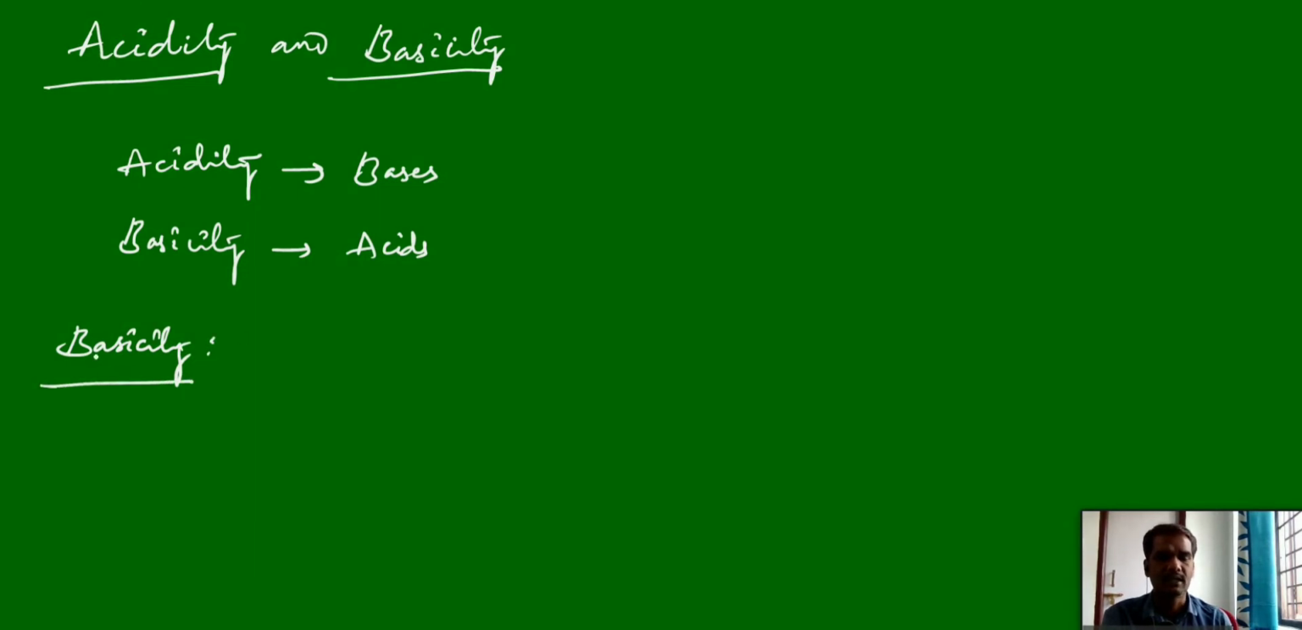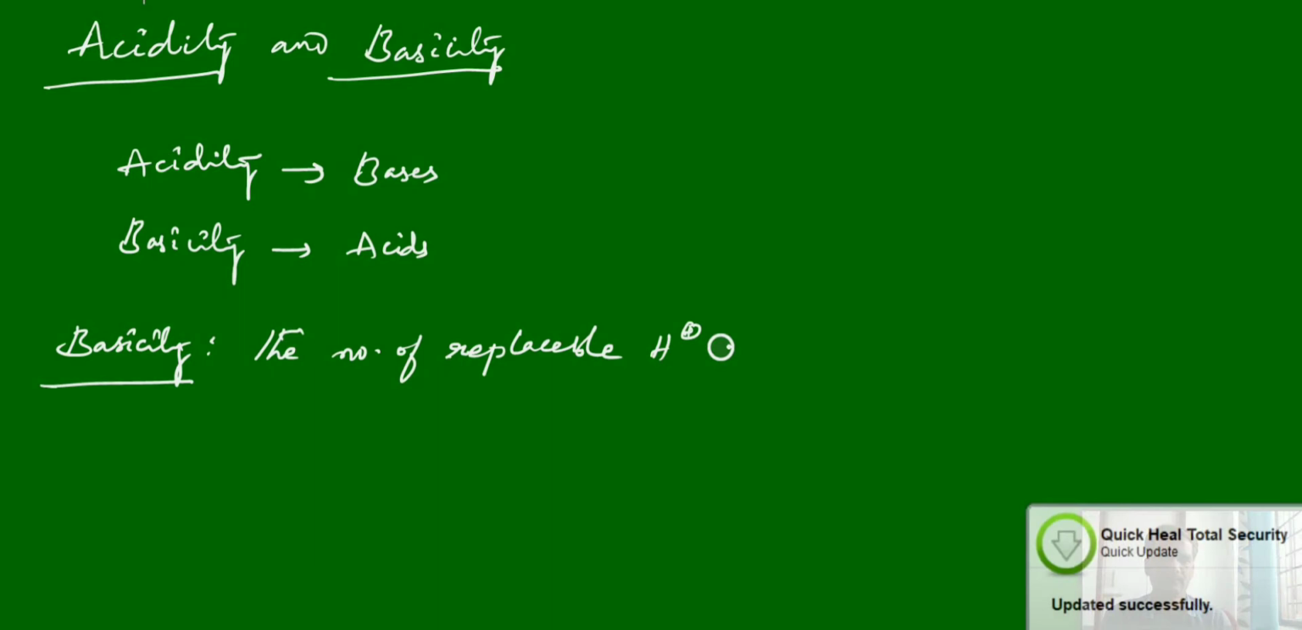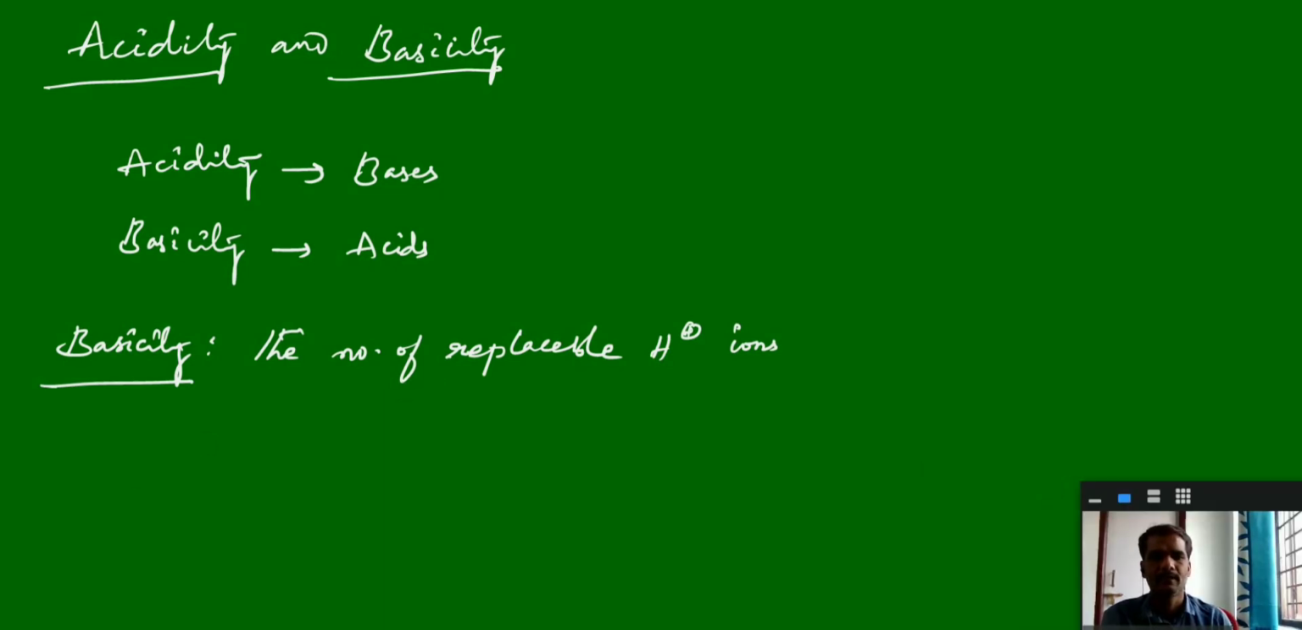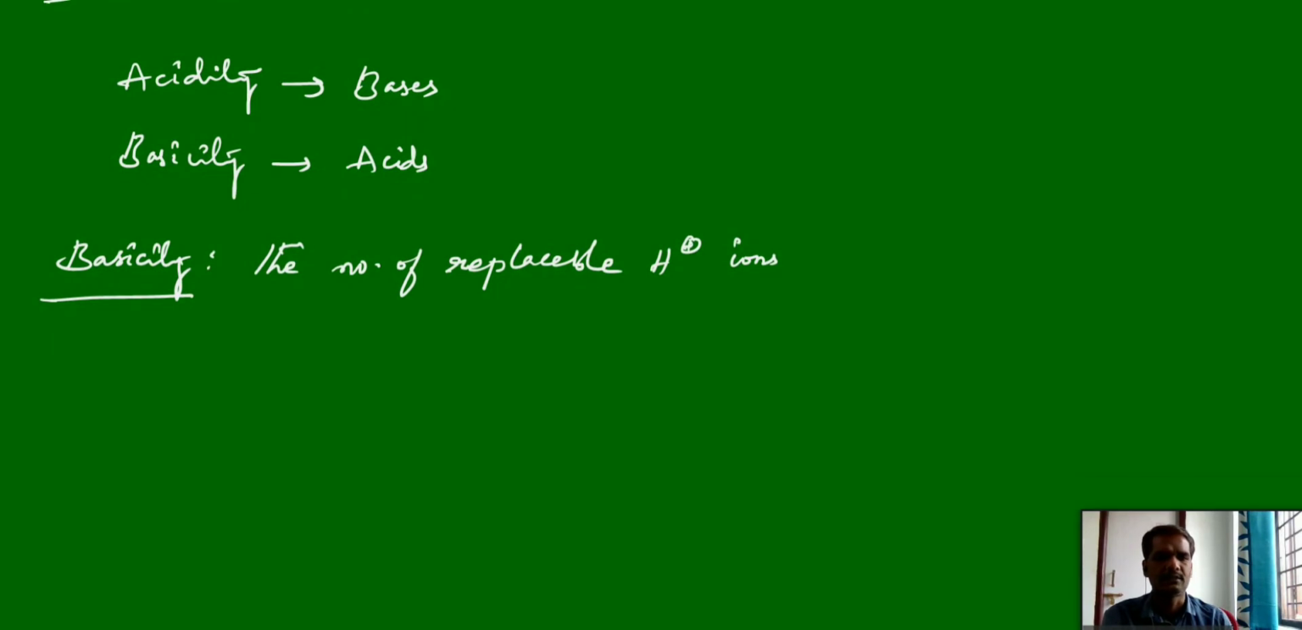Basicity means it is the number of replaceable H plus ions by an acid. Means the acid, how many H plus ions it can give. So that is called its basicity. Simply we can say like that, the number of replaceable H plus ions is the basicity of its acid. Let us take some examples here.